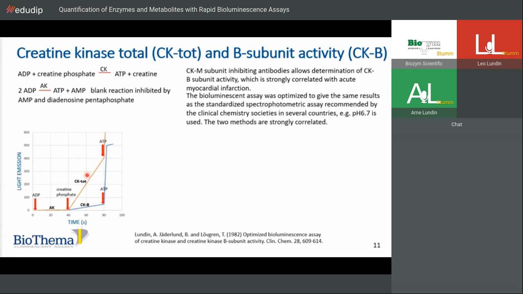The bioluminescence assay was optimized to give the same results as the standardized spectrophotometric assay recommended by the clinical chemistry societies in several countries. For example, pH 6.7 is used. The two methods are strongly correlated.